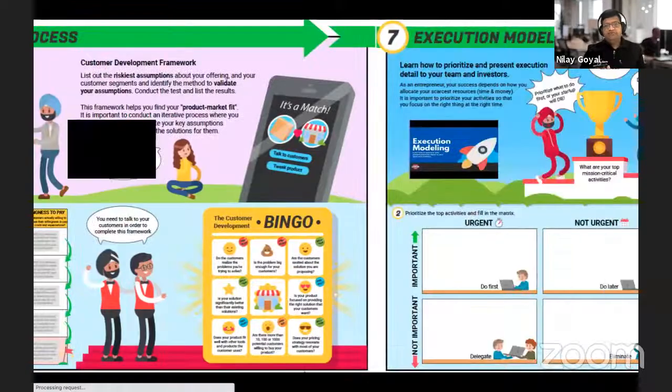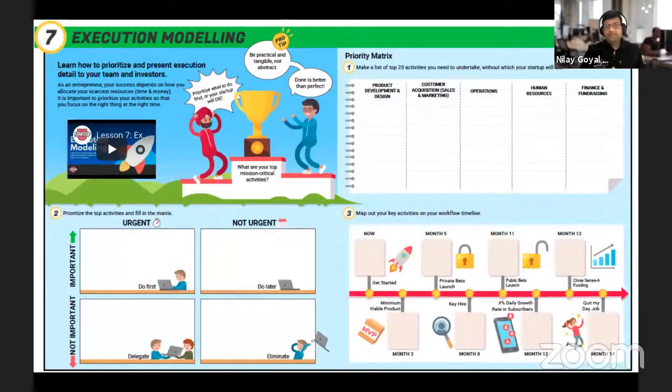The next framework is around execution modeling. Now, part of executing on a startup involves making sure that you prioritize accurately and act according to your priorities. So we use a priority matrix to identify some of the top activities that your startup needs to undertake. Otherwise, your startup might die. This could be in the areas of product development and design, customer acquisition, operations, human resources or team, and your finance and fundraising.